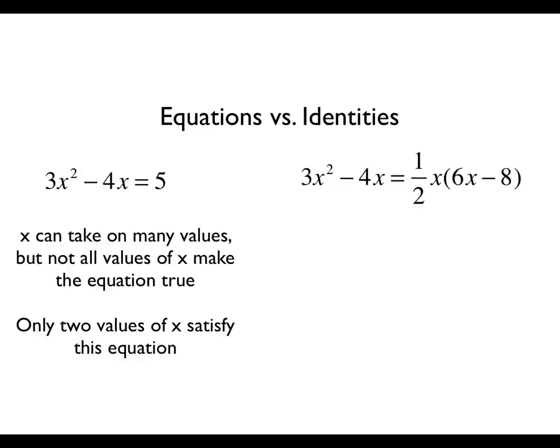Now what about this? If you put 1 into this, you get negative 1 on the left, and you get negative 1 on the right, if you worked it out. Because if you simplify this over here, 1/2 x times 6x is 3x squared, and 1/2 x times negative 8 is negative 4x. And what do we see?